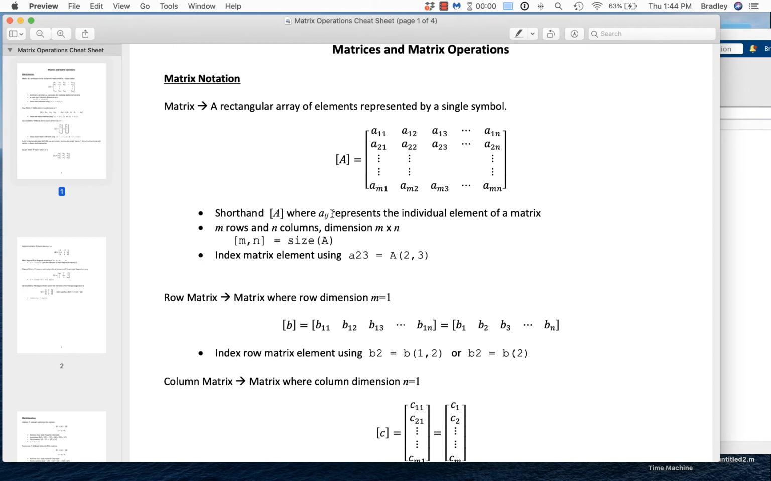And then the subscript j are going to be the columns. So the first column would be j equals 1, the second column j equals 2, all the way to the last column, which would be j equals n. And so that m rows and n columns gives us the dimension of m by n.